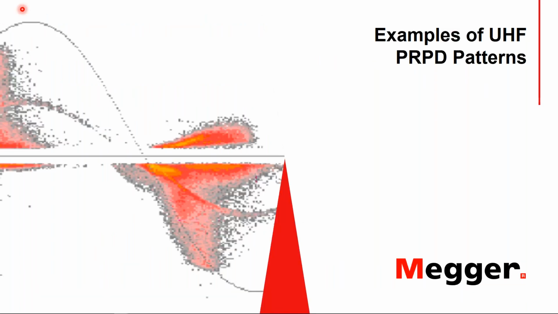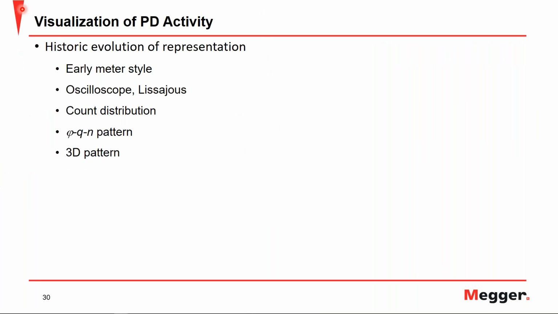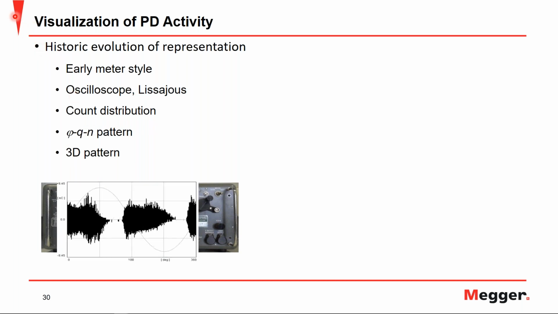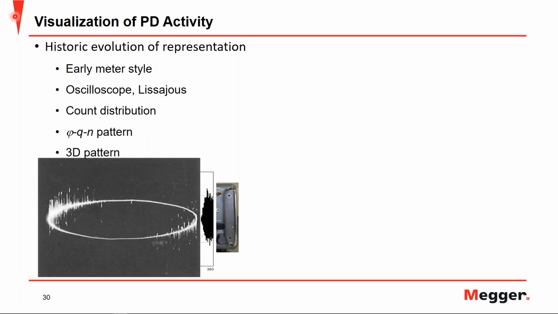All right, now let's take a look at a couple of examples of UHF phase resolved partial discharge patterns. First, before we go into the examples, I want to discuss the evolution of the representation of partial discharge, where first we had the early style meters that you can see are analog dials and analog metering. Next was the oscilloscope and the Lissajous view. These were quite an advance, where you actually get to look at the partial discharge relative to the phase. So there are two different ways of looking at that.